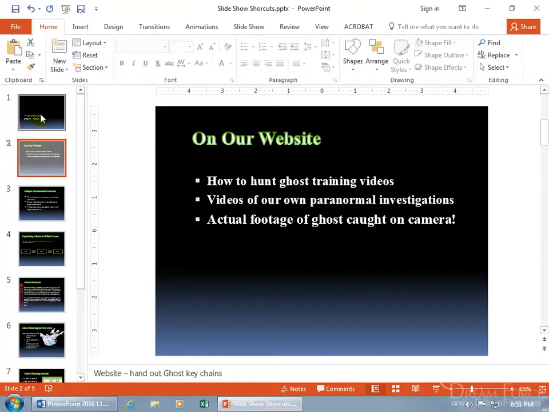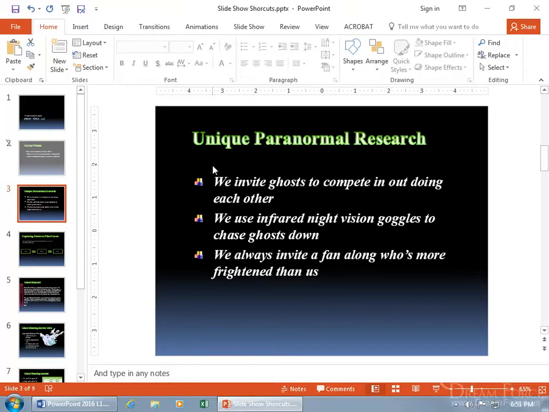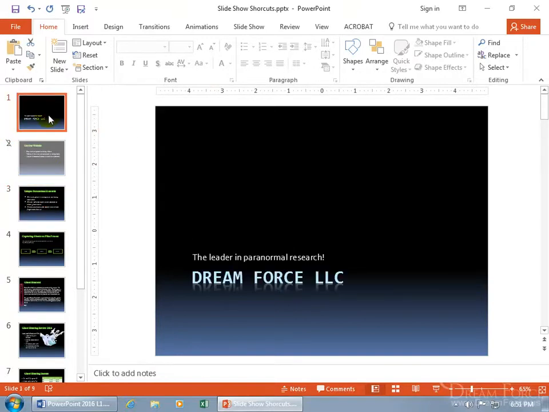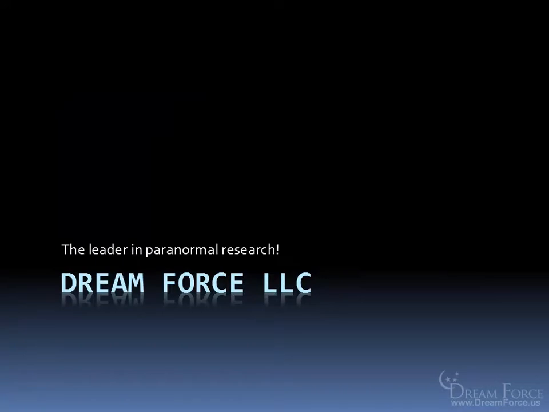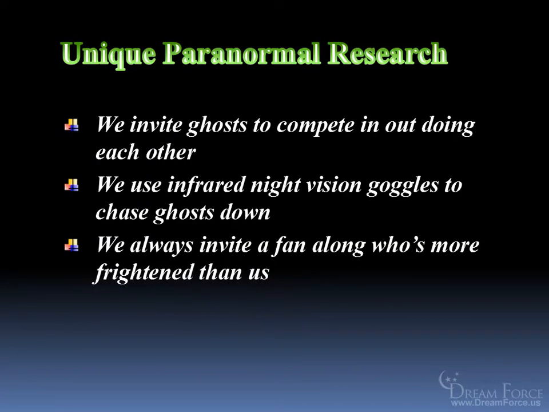So when I go from slide 1, it'll go down to slide 3, which is Unique Paranormal Research. So again, slide 1, let's go ahead and hit the F5 key on the keyboard to start from the beginning, and then click, and it jumps right to Unique Paranormal Research. So it bypassed that second slide.